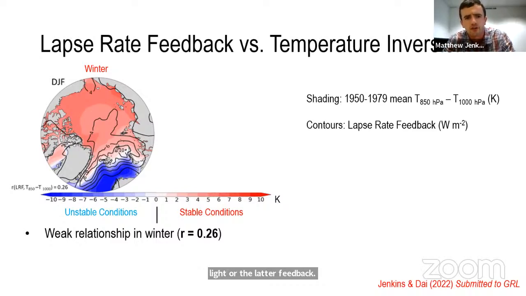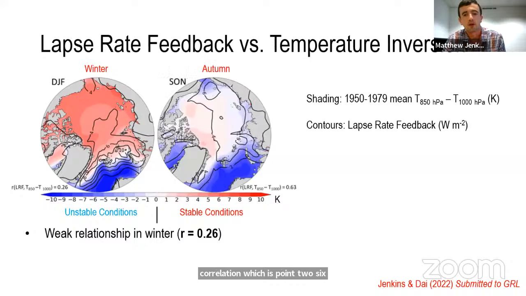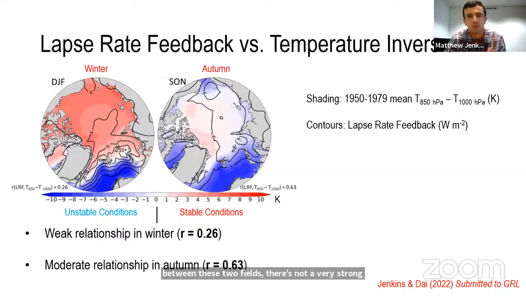So we can see that in the wintertime, the strongest lapse-rate feedback occurs in the Atlantic sector of the Arctic, where there's quite a gradient between the different stability regimes. And looking at the pattern correlation, which is 0.26 between these two fields, there's not a very strong relationship. We get a little more of a moderate relationship between the stability of the atmosphere and lapse-rate feedback in autumn, but just looking at the figure qualitatively, the spatial patterns of both processes do not line up very well.